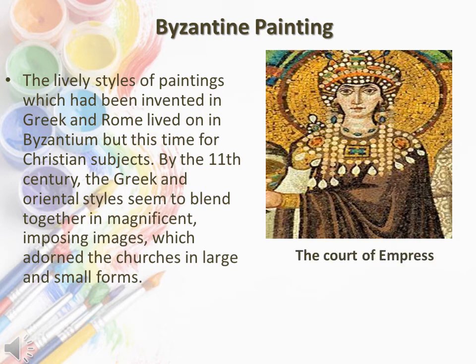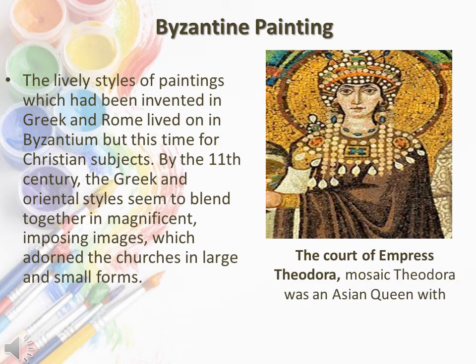The Court of Empress Theodora. Mosaic. Theodora was an Asian queen with dark eyes and hair, with a fierce expression.